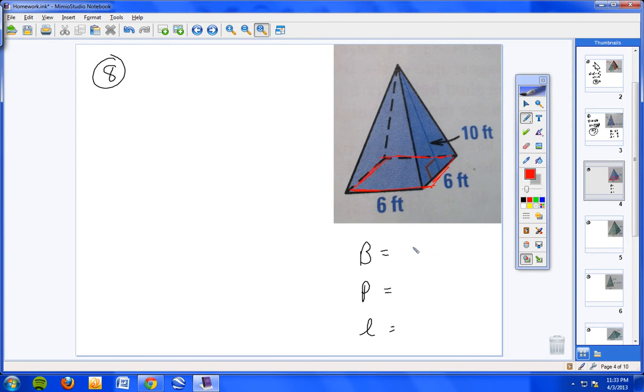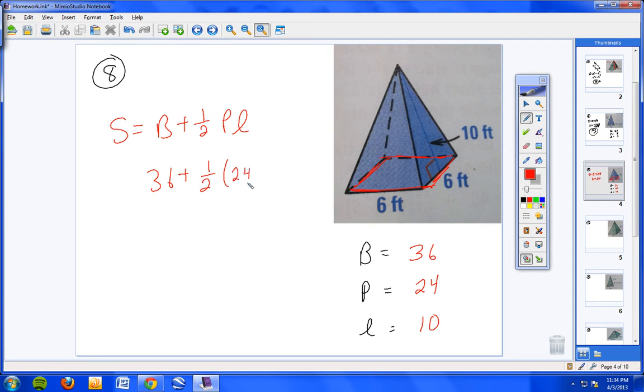So the area of the base would be 6 times 6, 36. The perimeter would be 24, right? 6, 6, 6, and 6. Add up all 4 sides. And look, they gave you the slant height as 10, so it's pretty easy. So the formula is surface area equals B plus 1/2 PL. So for B, I'm going to substitute 36. For 1/2, I'm going to substitute nothing. For P, I'm going to substitute 24. And for L, I'm going to substitute 10.